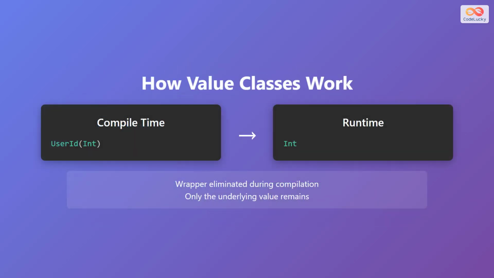Here's what actually happens behind the scenes. At compile time, your code uses the full UserId type, which means the compiler can catch type errors and enforce type safety. But when your code is compiled to bytecode, the wrapper is eliminated. At runtime, only the primitive integer value exists in memory. The wrapper class effectively has zero cost because it only exists during compilation, not during execution.